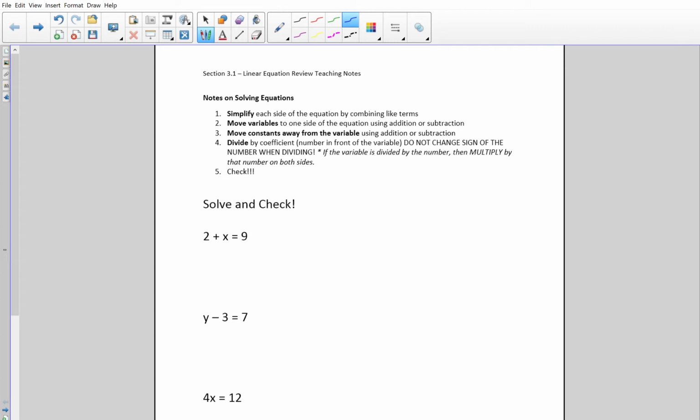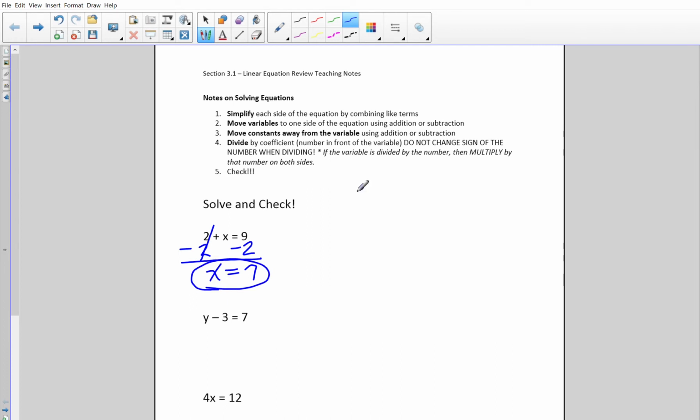So we'll start off with a pretty basic equation where we just have 2 plus x is equal to 9. We move everything away from the variable using its opposite sign. Since it's a positive 2, we'll turn it into a negative 2, bring it over to the other side with its sign, cancel these out, keep our x, subtract, and we have 7. This is called our solution.